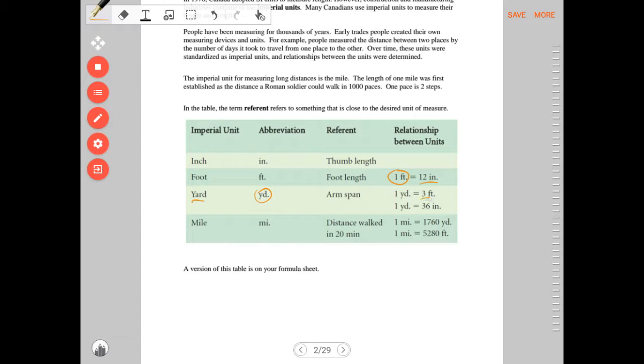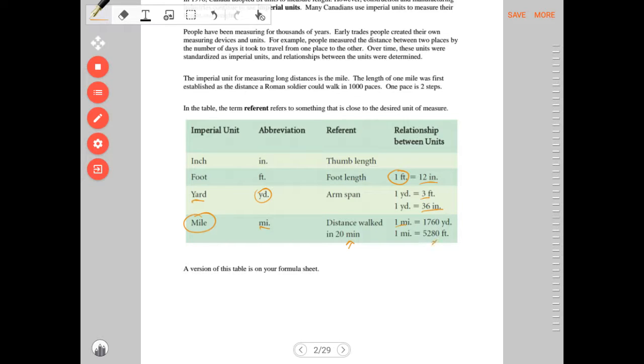So a yard is either 3 feet or 36 inches. Okay, and then the next unit is a mile, abbreviated MI. The reference is that walking for about 20 minutes is about a mile. So 1 mile is 1,760 yards, or 5,280 feet.